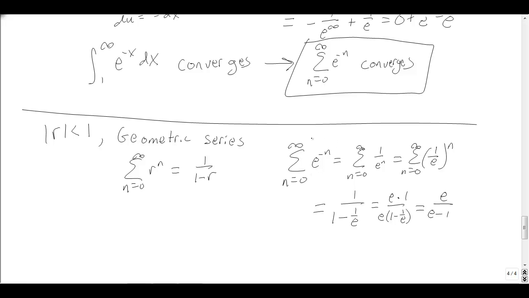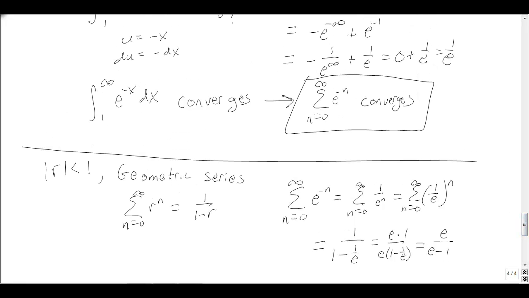So not only does this series converge, but it converges to e over e minus 1, which is stronger information. Note, that's not the same thing as the 1 over e that we got from the integral. We got something different there, which is typical.